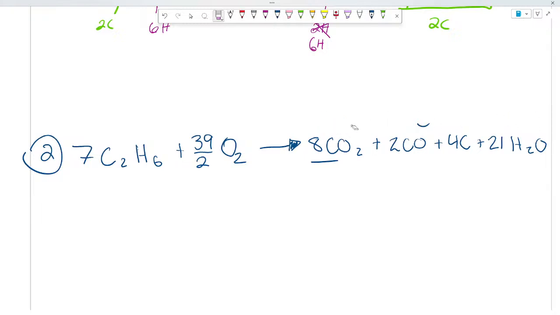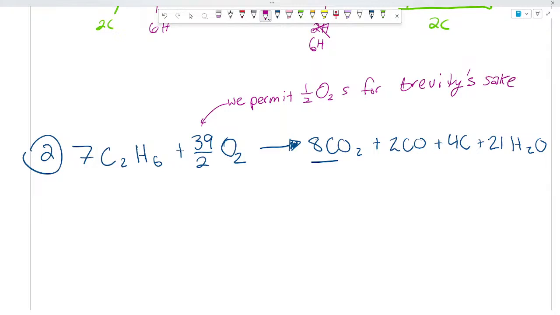Now, you normally would have to multiply everything by 2. In combustion, there is something we allow. We permit half oxygens just for brevity's sake. All right? So the reality is that, of course, you can't have half an oxygen molecule. What you really have to do with this whole balancing is multiply everything by 2. But for brevity's sake, they permit us to just say 39 over 2 oxygens. It's a little bit cheaty, a little bit sort of cheating the system, but it's permitted.